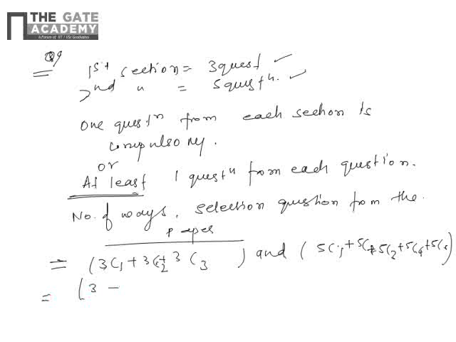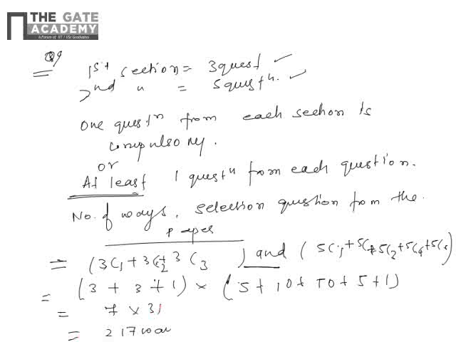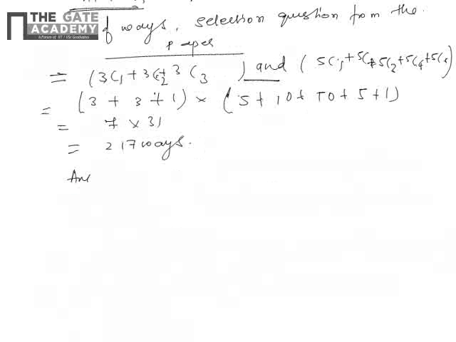So 3C1 is 3, 3C2 is 3, 3C3 is 1, into, because 'and' is written, 5C1 is 5, 5C2 is 10, 5C3 is 10, 5C4 is 5, plus 1. So this will be 7 into 31. So 7 × 31 is equal to 217 ways. Okay, so this is the result. So there are 217 ways to answer this paper. So the answer is B.